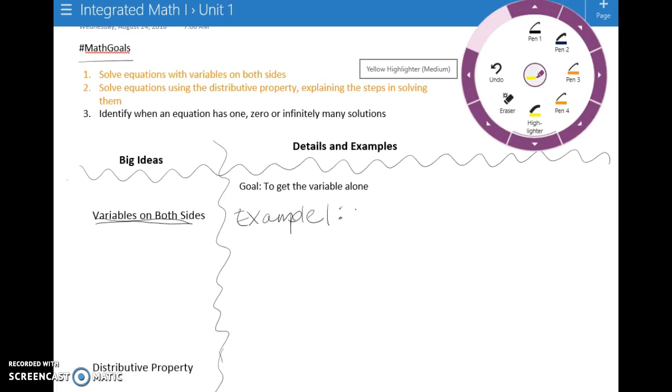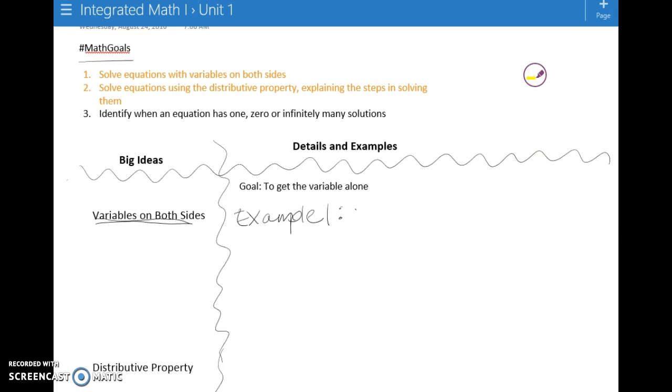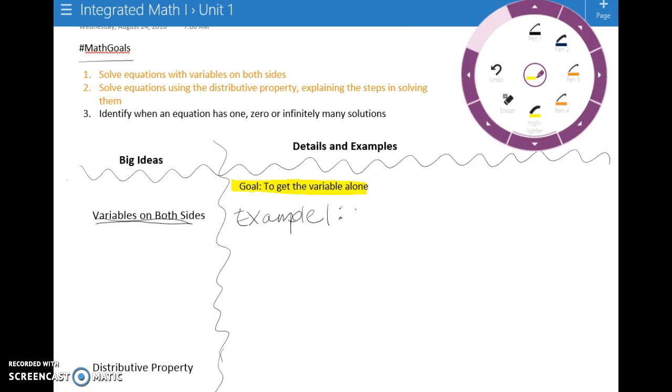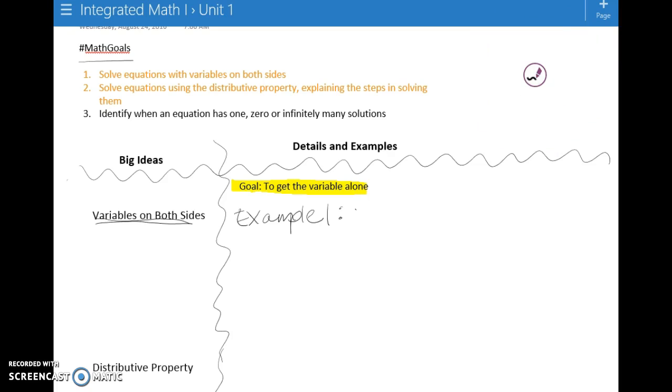So we're going to jump right into it. The first thing we want to remember is that we're solving equations. And with solving equations, the goal is to get the variable alone. Okay, so that's always in the back of our mind. Every step we make should be closer to getting the variable alone. All right, so here we go. Let's jump right into our examples.